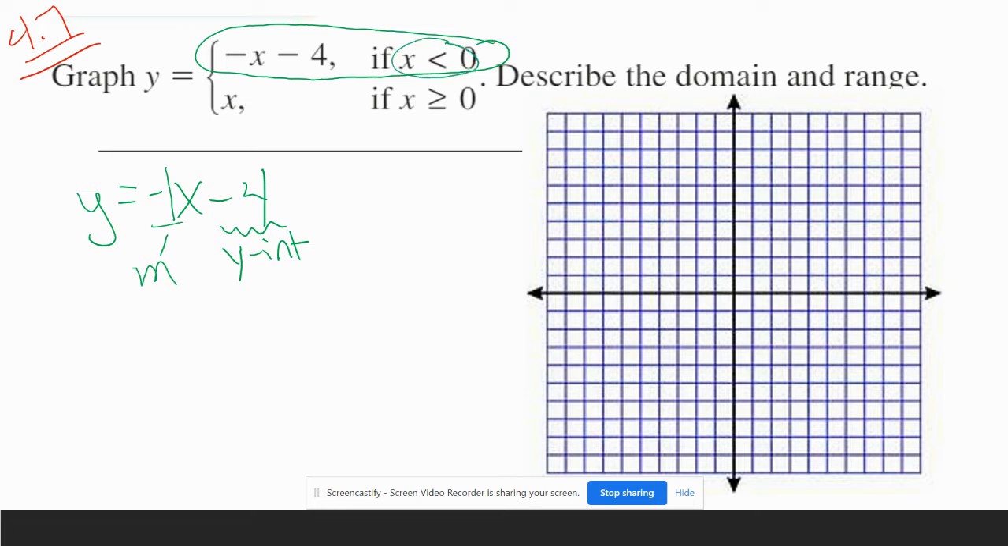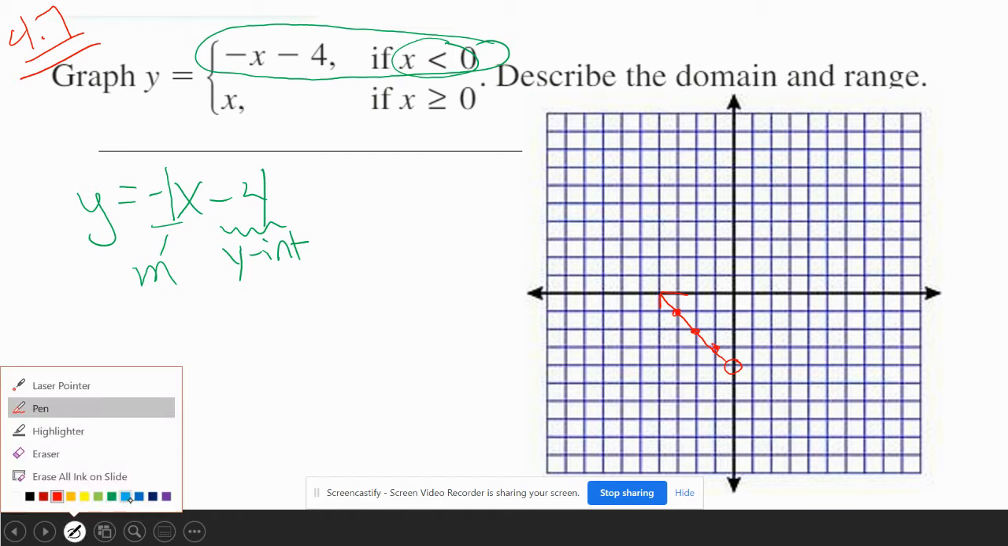So we have x is 0, which is right here on the y-axis. It's not equal to, so that means we have an open circle at negative 4, our y-intercept. And we cannot go to the right because that's positive 1. We need to go to the left because that's where x is less than 0. So in this case, with my slope, I'm going to go up 1, left 1, up 1, left 1, up 1, left 1. Open circle, and there's that line.